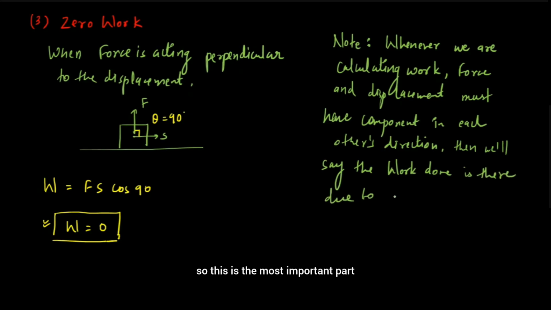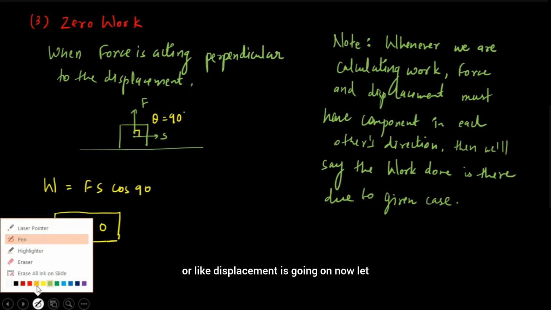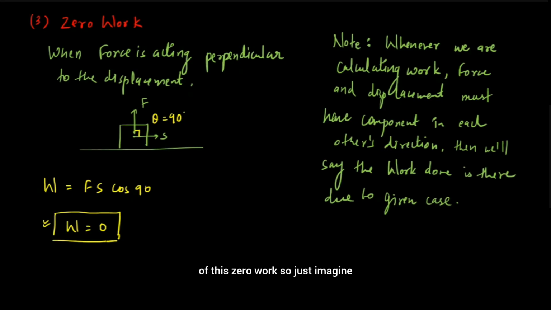So this is the most important part. Work is only there if either force is in the direction of displacement, or displacement is in the direction of force. In all the cases, you just have to visualize in which direction force is acting and in which direction displacement is going on. Now let us try to understand the physical significance of this zero work.